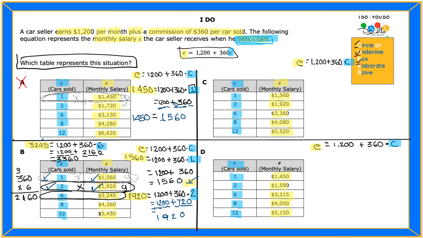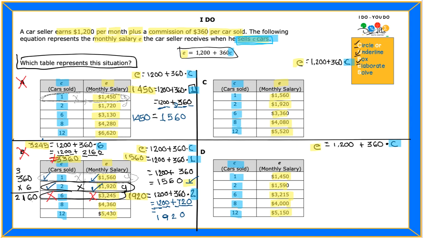3,360. And this value here is not the same as the 3,245. So what does that mean? That when we use the third row of values in here, this value and this value didn't work anymore. So the table is not correct anymore. So we cannot choose this answer choice as our answer. See that, guys? Great. Now I'm gonna check the next table.